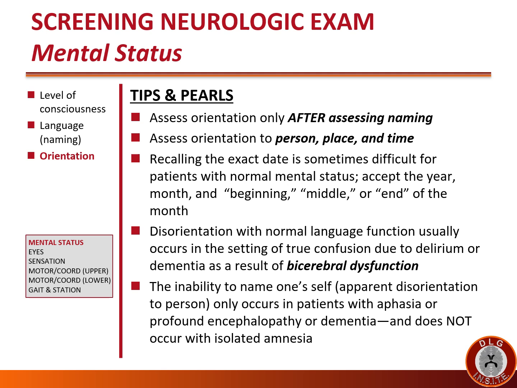Disorientation with normal language function usually occurs in the setting of true confusion due to delirium or dementia as a result of bicerebral dysfunction. The inability to name oneself, apparent disorientation to person, only occurs in patients with aphasia or profound encephalopathy or dementia. It does not occur with isolated amnesia.